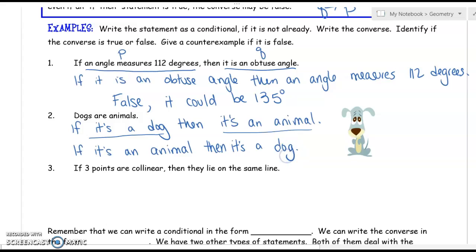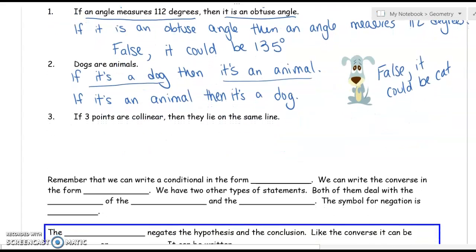And we have to figure out if that's always true. So if it's an animal, is it always going to be a dog? No. If it's an animal, it could be something else. False. It could be some other kind of animal, like a cat, a squirrel, a rabbit, or lots of other things.